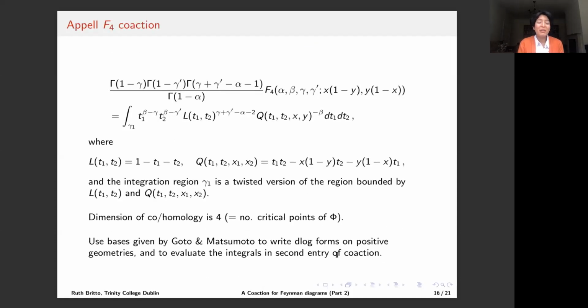Okay, so finally, we've also looked at Appell F4. This is rather more complicated. This is a case now where we have a nonlinear factor here. And here, in order to get a nice looking coaction, now again, this was optional, we used bases available in the literature, which involved d-log forms, and where we were able to actually recognize all these integrals appearing in the coaction in terms of integrals that we can evaluate as F4.